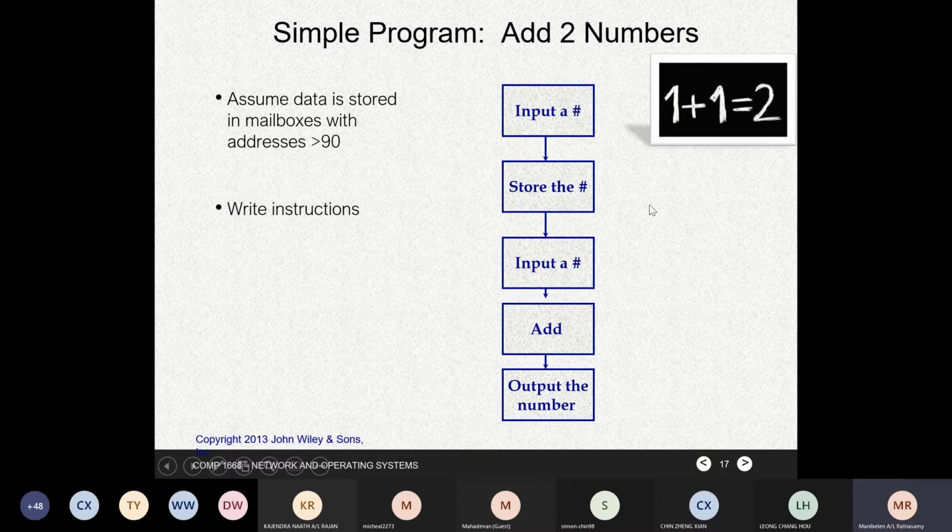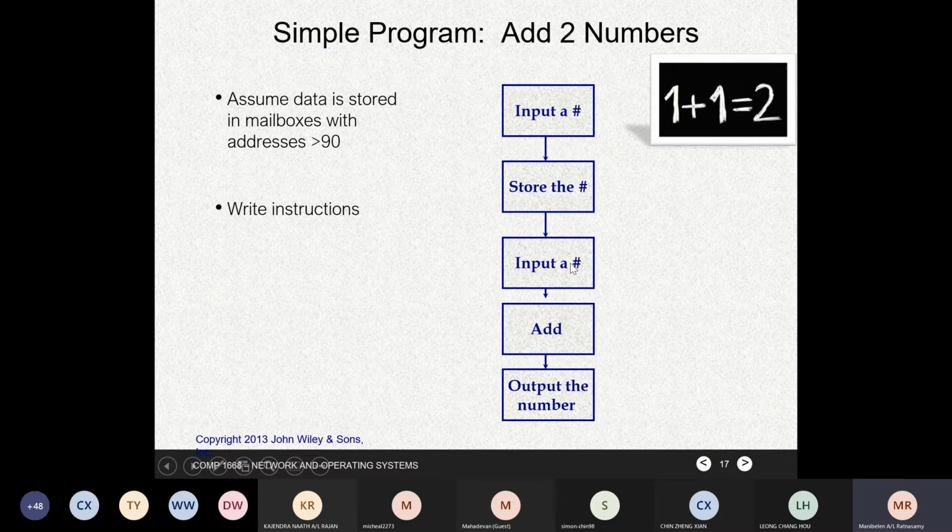What we're going to do, we're going to input one number. We call it input A. And then we store that value. You input in the in basket, remember in basket? And that number needs to be stored in a mailbox. Then we input another number. So we have two numbers now. So the two numbers need to be added. For example, you can see the picture here.